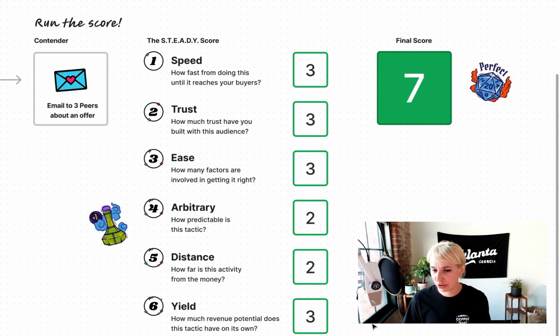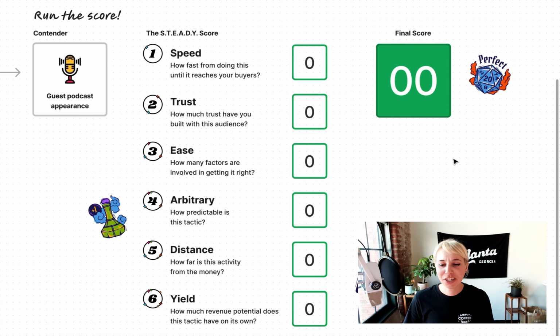So let's tally up the scores here. We're looking at a 16 for emailing 3 peers about an offer, 16 out of 18. So that is a fast play strategy. We love that. Congrats to emailing 3 peers for the win. Let's look at our third contender.